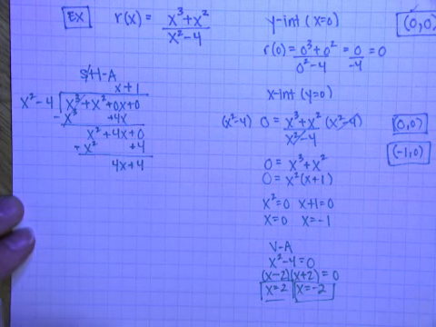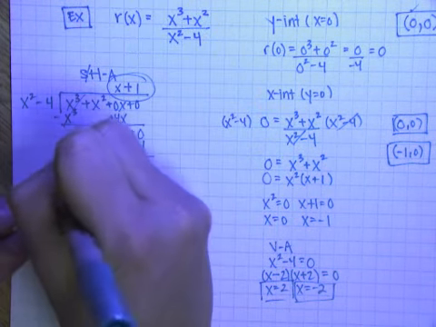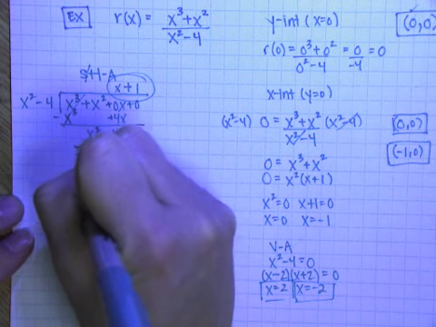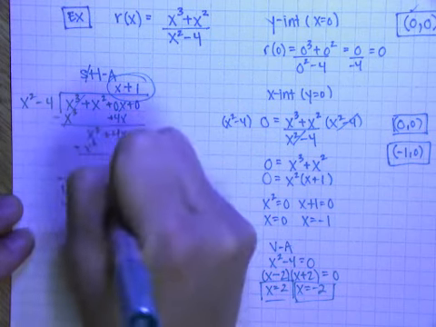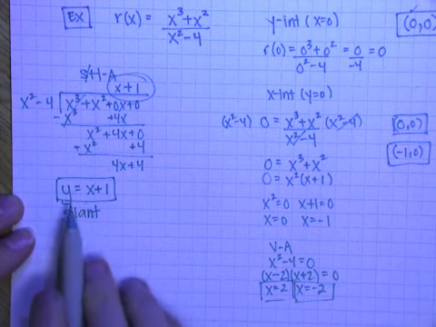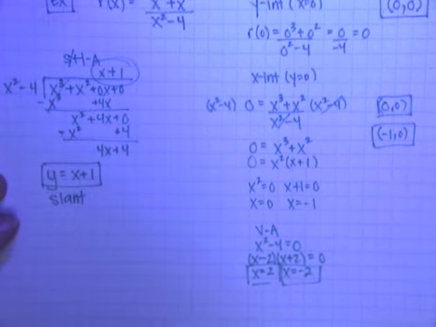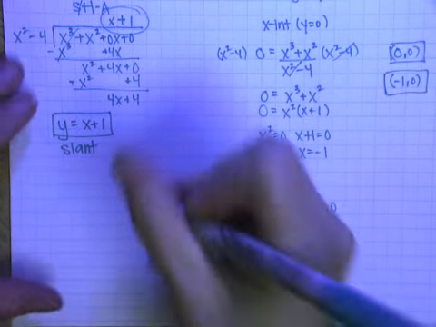Since I don't have to worry about the remainder because all I want is the quotient, I've got my answer here. My asymptote's going to be y equals x plus 1. And in this case, it's a slant asymptote because it's got slope to it. It's a slanted line. So now that I've got these crucial pieces of information, I can go to my graph.